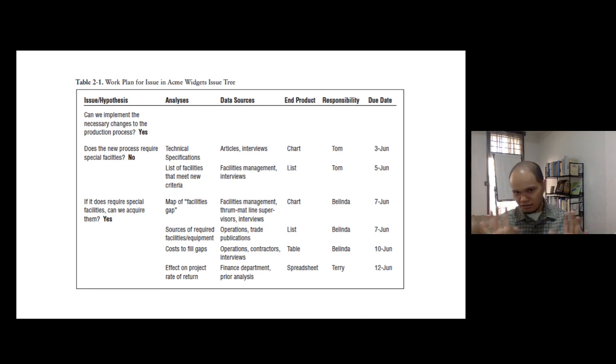It's not an exact picture, so to speak, but you can see in the first column, on the leftmost side, the issue and hypothesis, and then you can see the particular analysis. Take a look at the main question: can we implement the necessary changes to the production process? They actually have two sub-issues. For these two sub-issues, these are the analyses that should be done or available. They don't need to be very thorough. They just need to be adequate for your case, so that you're able to move forward.